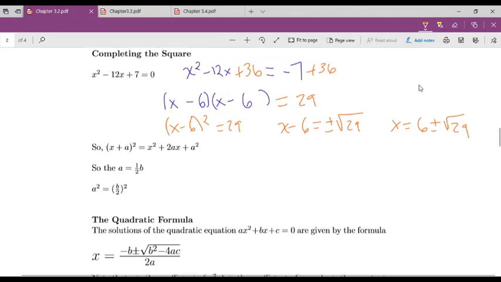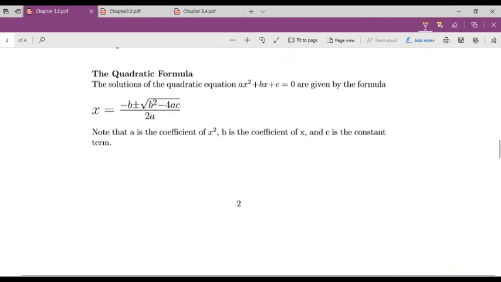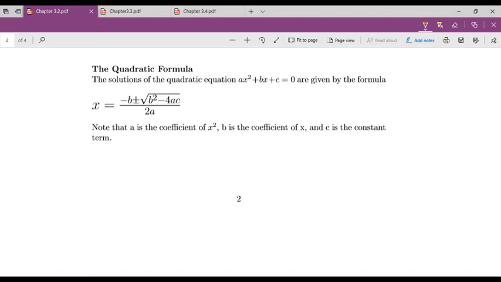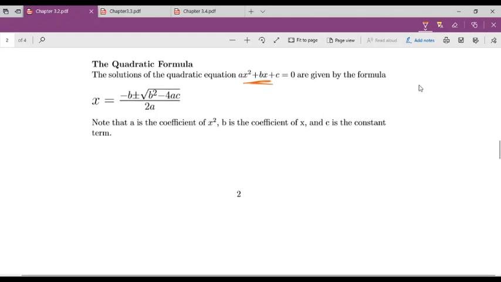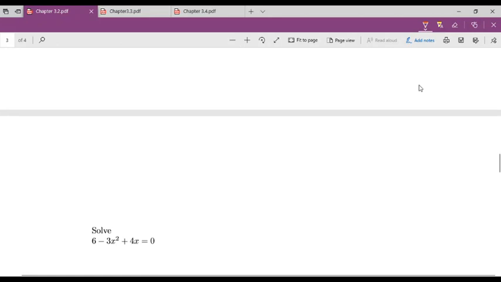So speaking of the quadratic formula, the solutions of the quadratic equation ax squared plus bx plus c equals 0 are given by the formula x equals negative b plus or minus the square root of b squared minus 4ac all over 2a. Note that a is the coefficient of x squared, b is the coefficient of x, and c is the constant term, as it says right here. This is how your equation is set up, right there. Alright, so let's do some problems with the quadratic formula.